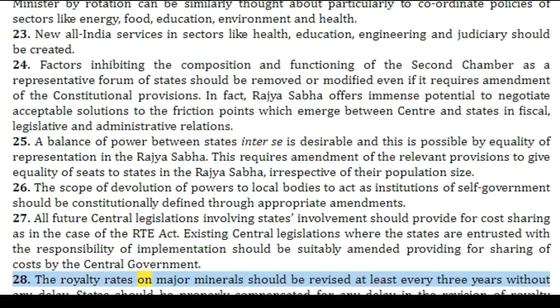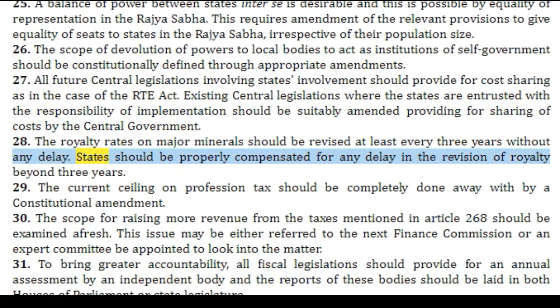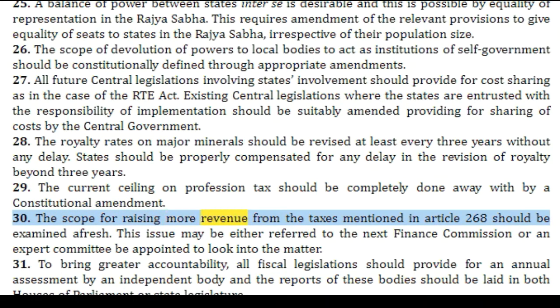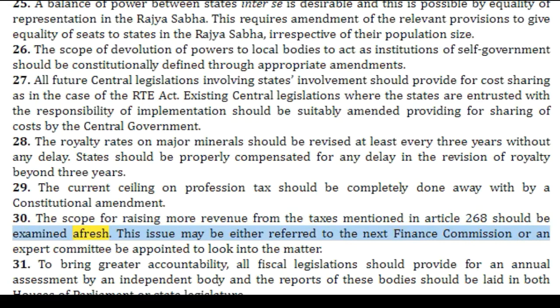28. The royalty rates on major minerals should be revised at least every 3 years without any delay. States should be properly compensated for any delay in the revision of royalty beyond 3 years. 29. The current ceiling on profession tax should be completely done away with by a constitutional amendment. 30. The scope for raising more revenue from the taxes mentioned in Article 268 should be examined afresh.